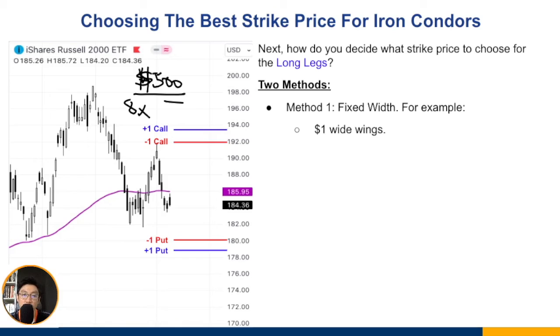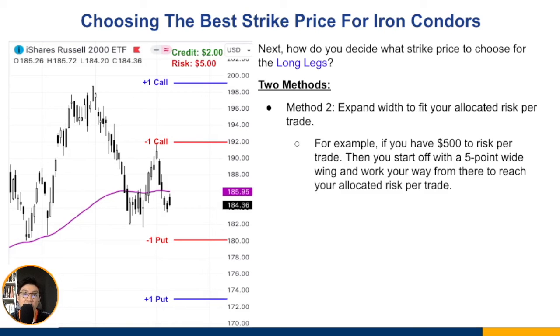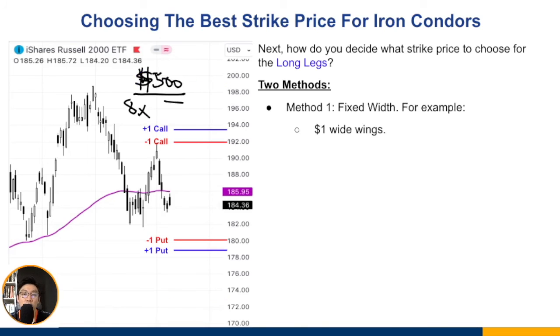All right, so I show you again the other one. This one, the max risk is going to be $500. But now I want you to take a look at which one do you think is going to hit the max loss sooner?